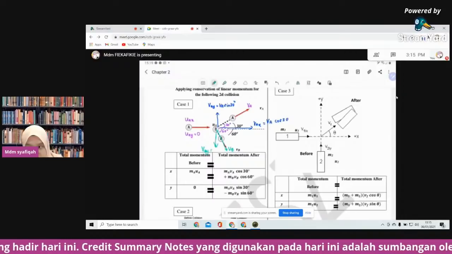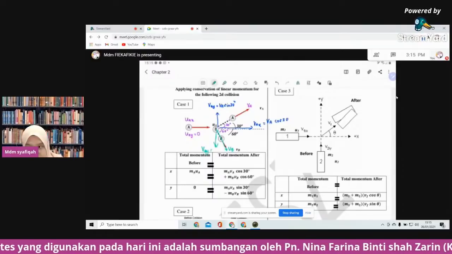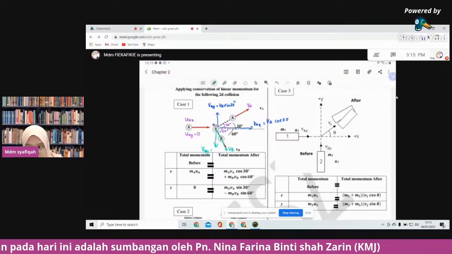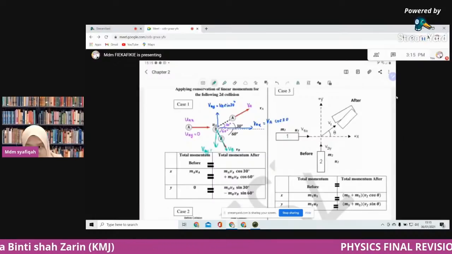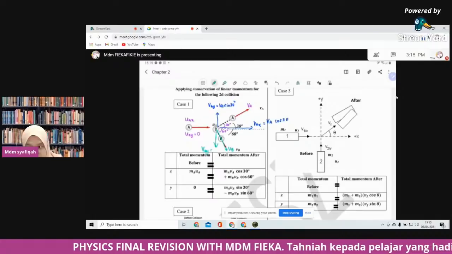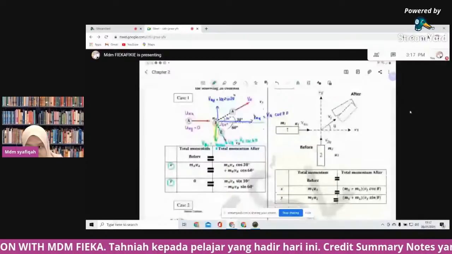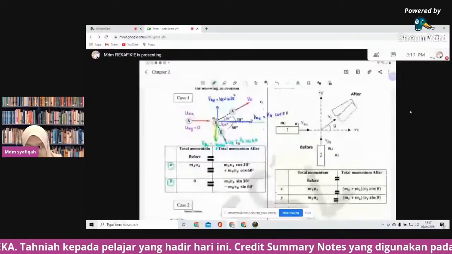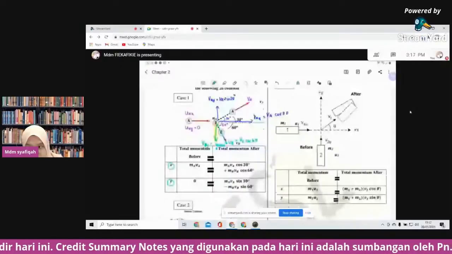Okay. So now when we have 2D collision, kita buat satu-satu. Contoh saya buat X dulu. So X, saya mesti tulis total momentum initial X equal to total momentum final X. Ini tengah cerita pasal X, so mesti ada tulis X. Kita ada X here and X here. Now MA, kita tengoklah UA bergerak tak in X component? Yes, dia bergerak.